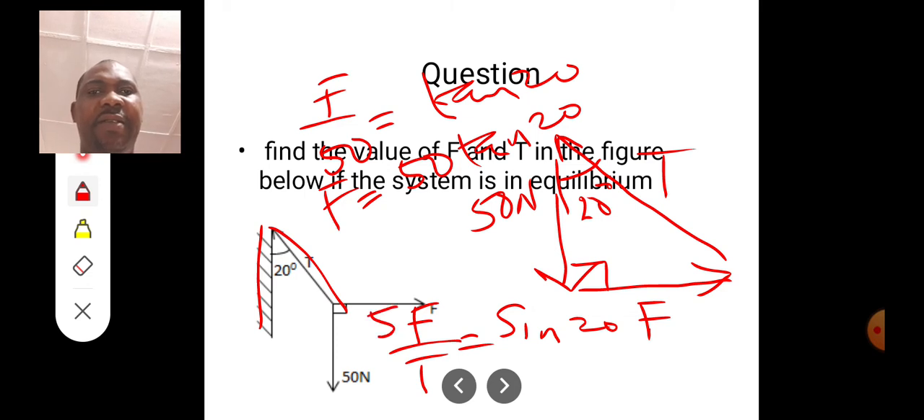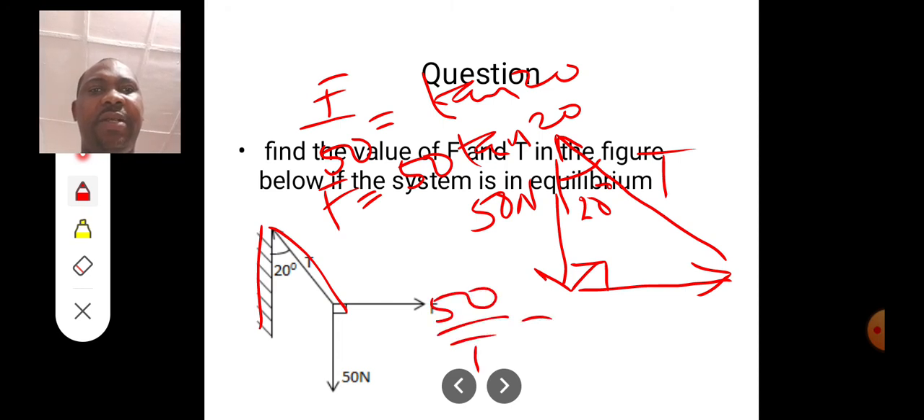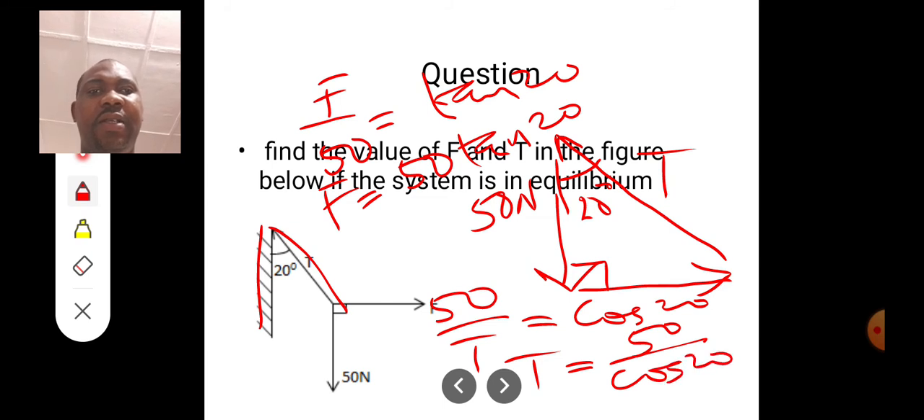Let's use 50. Okay, let me rub this off. Since we already know the value for 50, we can say 50, which is adjacent, all over T, which is hypotenuse, is equal to cos 20. So that means your T will be equal to 50 divided by cos 20. And that will give us the answer. We can use our calculator to get that done.